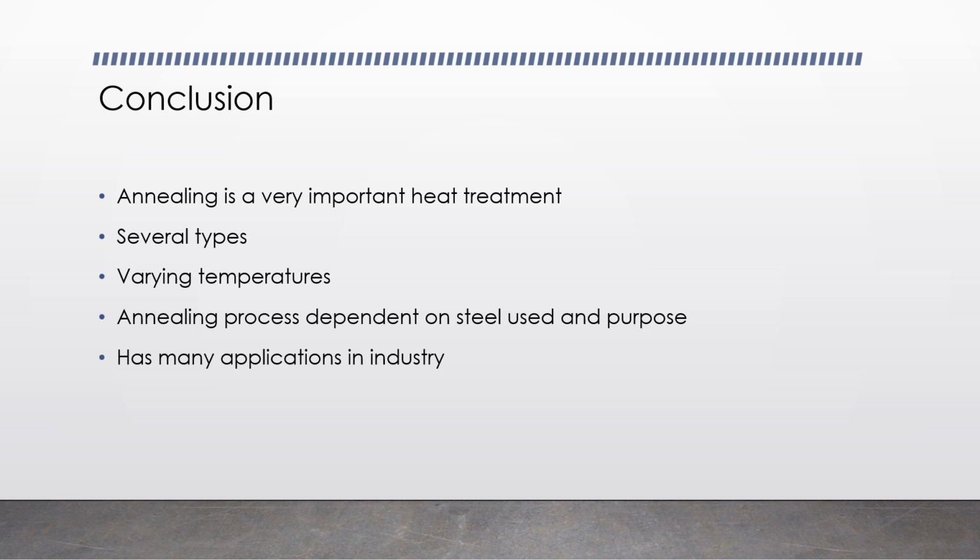In conclusion, annealing is a very important heat treatment. There are several types with varying temperatures. The type of anneal used is dependent on the steel and the purpose of the steel. And as we saw, annealing has many applications in industry.